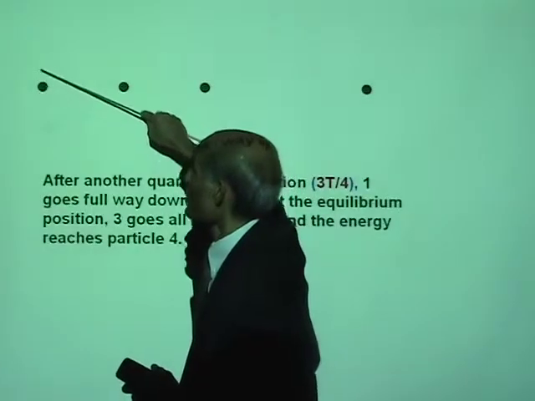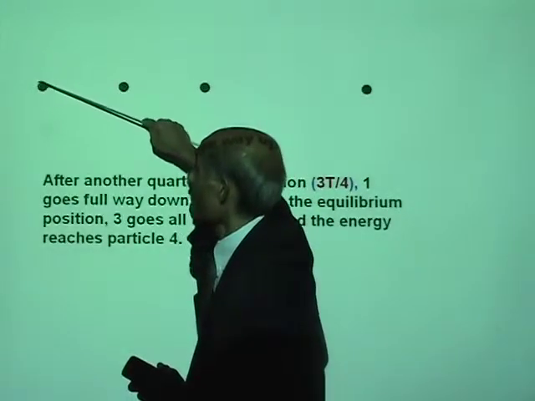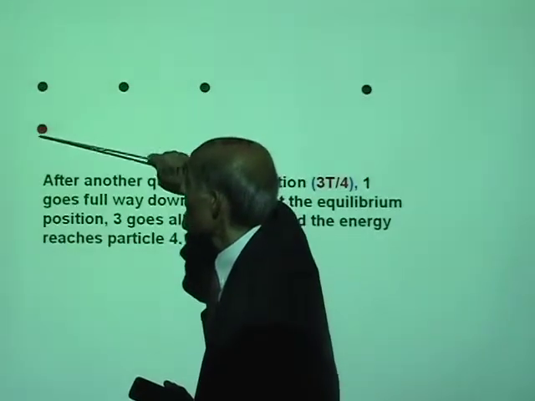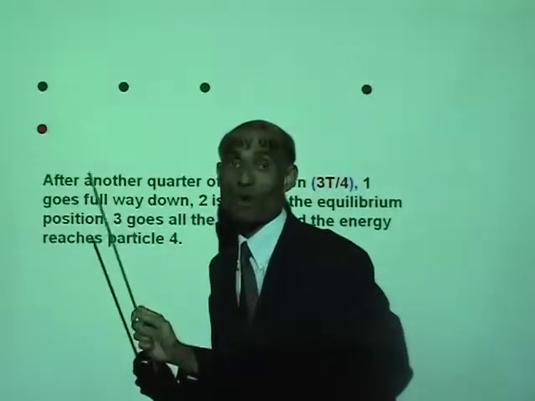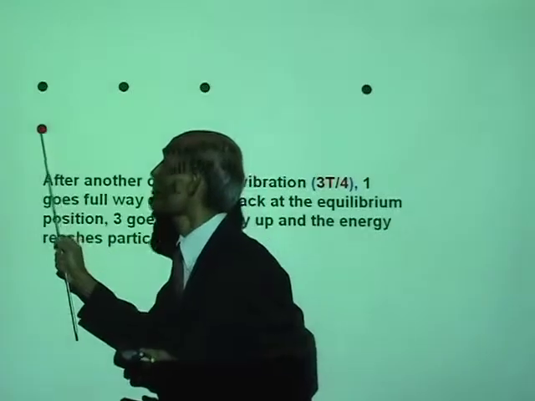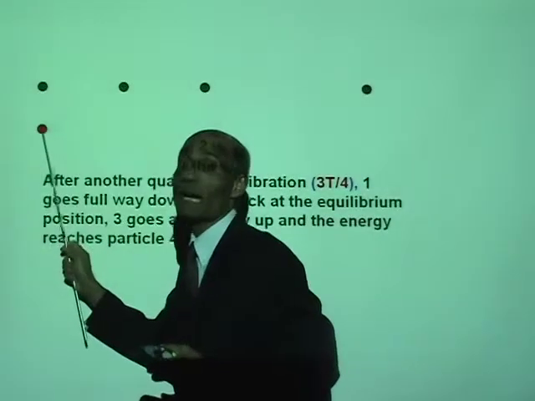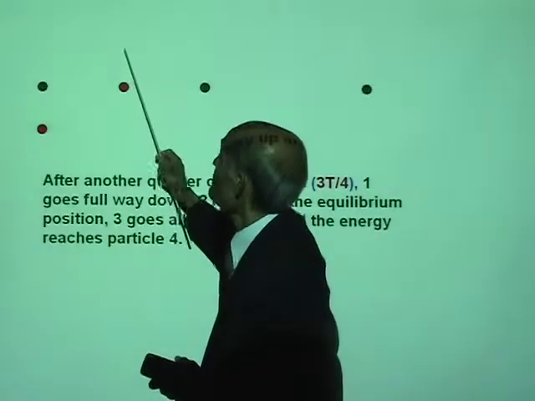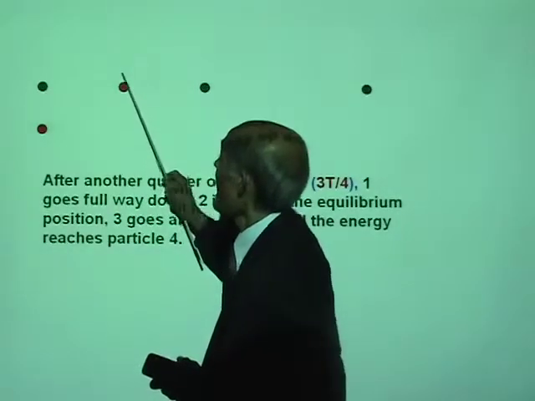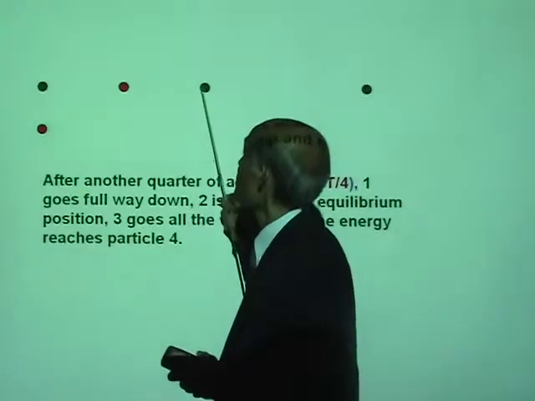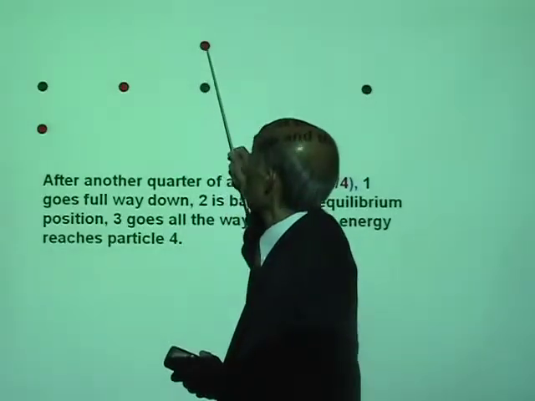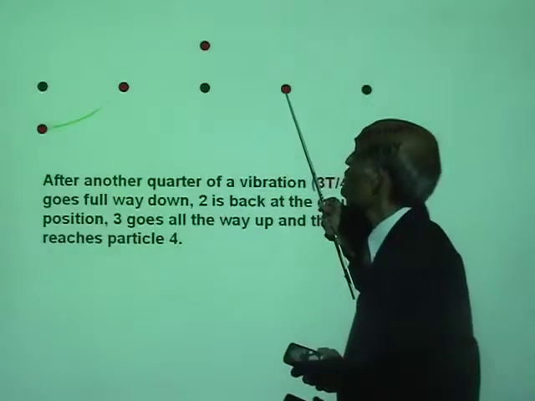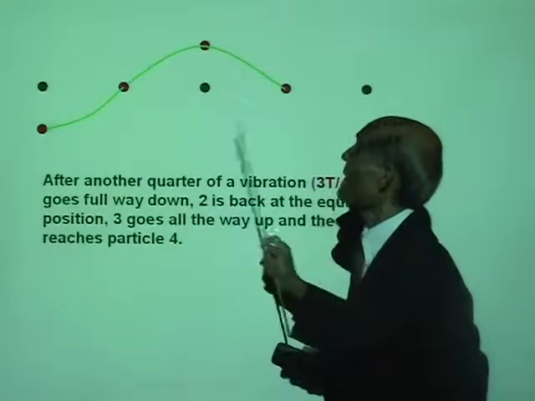The first particle has gone up, comes back, and one more quarter, it is going to be here. After 3 quarters of a period, the first particle is going to be here. Where is going to be the second particle? The second particle has completed up and back. Where is going to be the third particle then? It is going to be up there, and the energy will just reach the fourth particle.